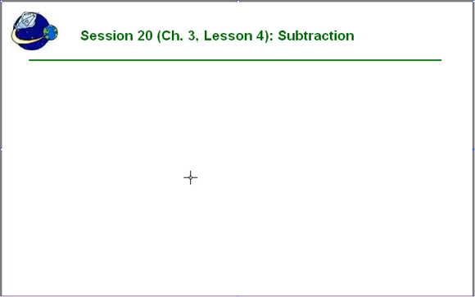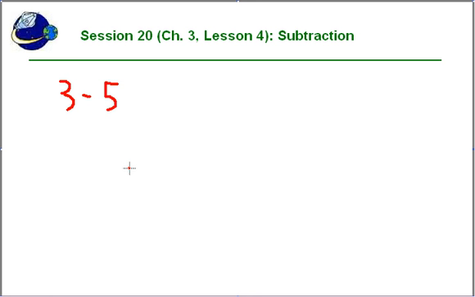In this session, we're going to take a look at subtracting, and in particular, subtracting when you're including some negative numbers. So I'm going to go ahead and choose a simple problem to start with. We've got 3 minus 5.